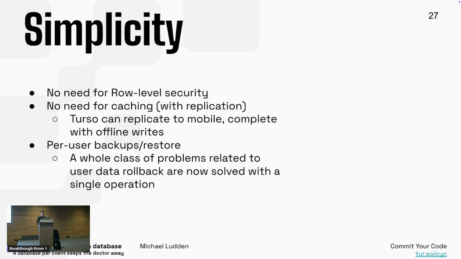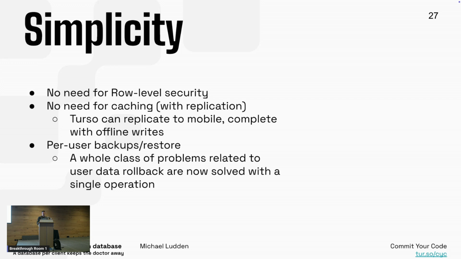Another reason for multi-tenancy: simplicity. There's no need for row-level security in many situations, which can be a real pain. Has anyone here ever dealt with row-level security in a SaaS? Okay. Is it a pain? Okay, I saw some nodding.